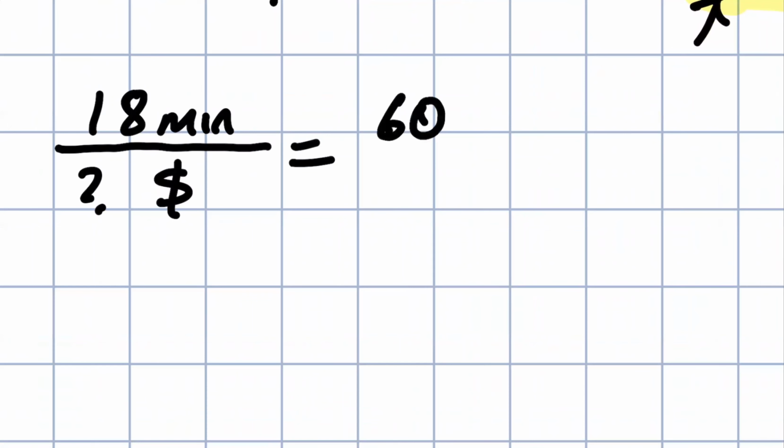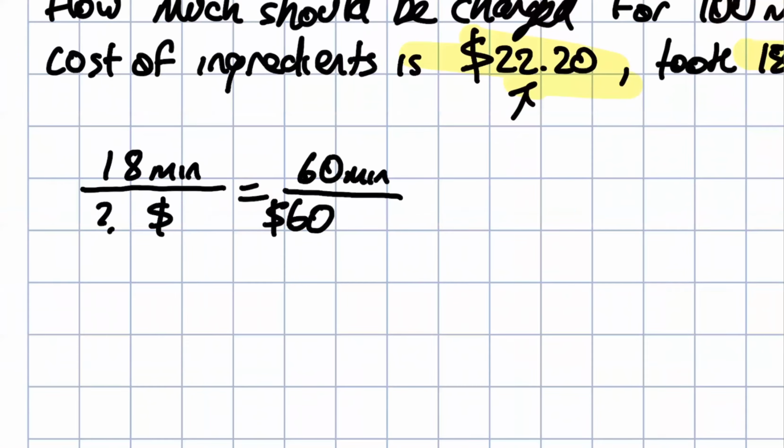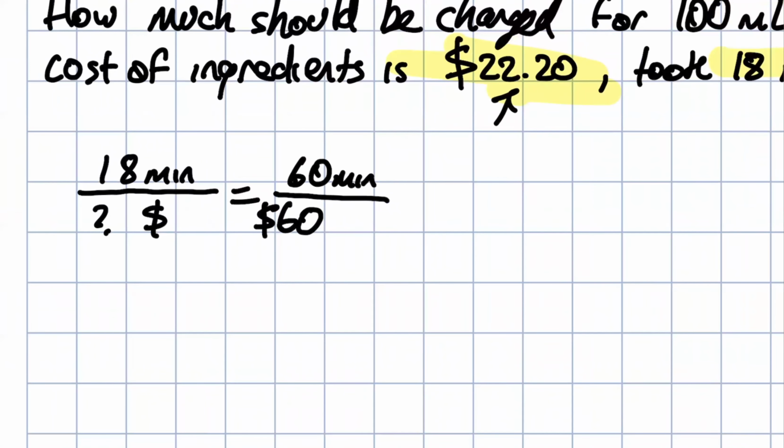So 60 minutes is in 1 hour. You know our hourly rate, $60 per hour. So that means $60 for 60 minutes. That turns into 60 times 18 divided by 60. Let me get out my calculator.